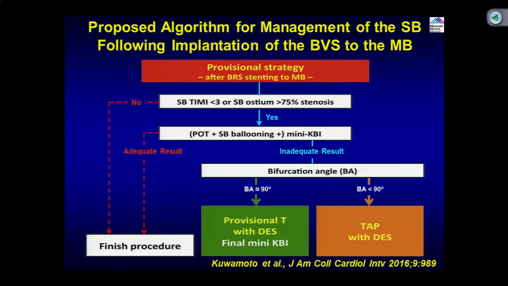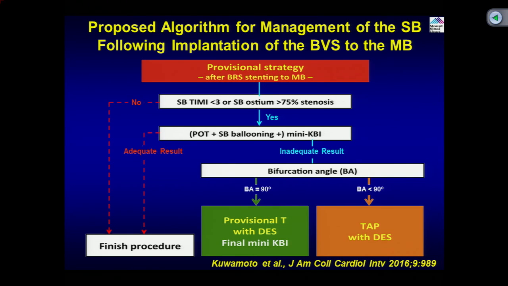Just 1 minute of mini kissing, not with a high pressure, just a low pressure, 8 to 10 atmospheres, with a compliant to non-compliant balloon through the stent strut for the scaffold struts. So, do not go to high pressure, so that you do not cause disruption of the scaffold, very important.